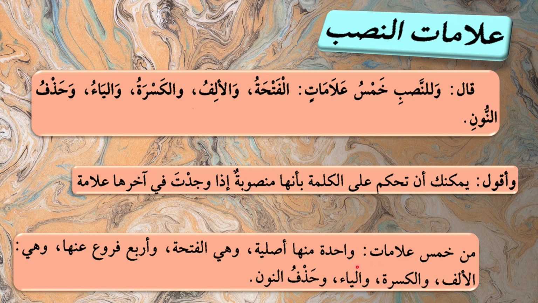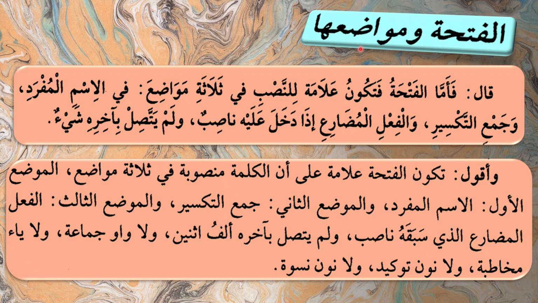So Muhyiddin says wahida minha asliyya. Asliyya means the original fatha you see in the normal nouns. Arba' furu'iyya. All the others, that is the alif, the kasra, the ya, and the hadhf an-nun, are far'iyya, meaning except the fatha, which is the original, all the other signs are secondary. So he says 4 of them are far'iyya: alif, kasra, ya, and hadhf an-nun. This is the explanation of Muhyiddin.